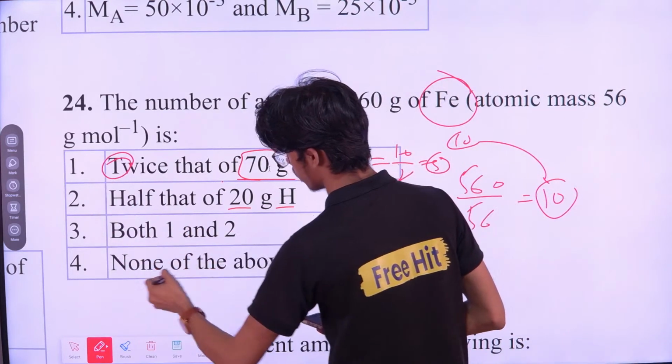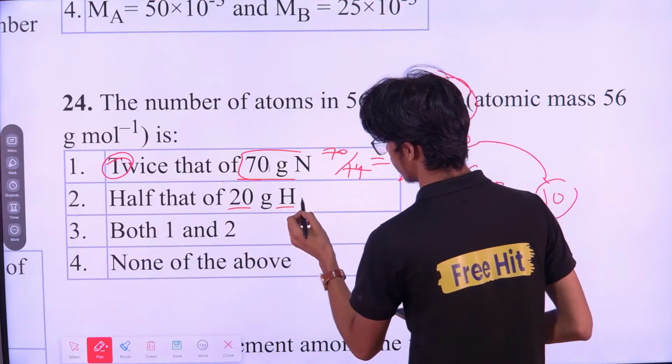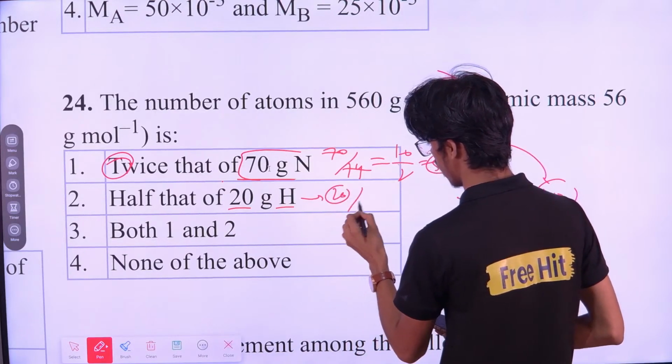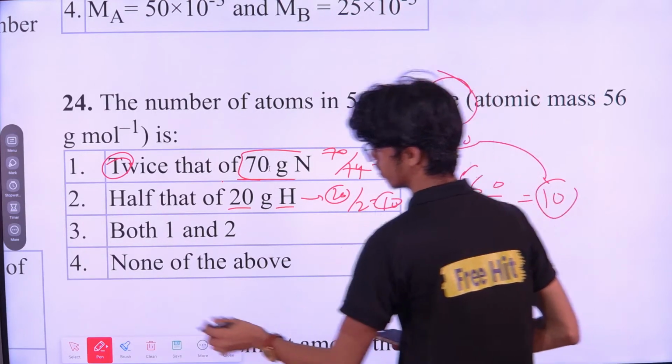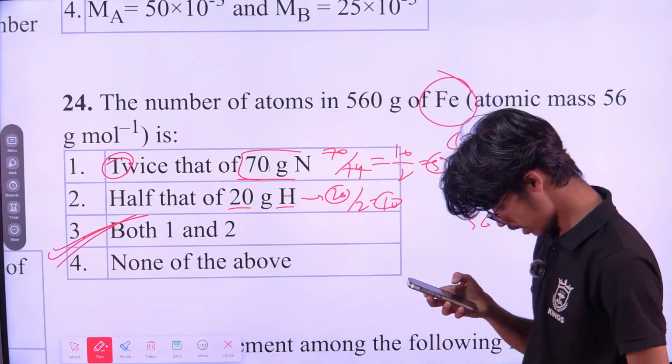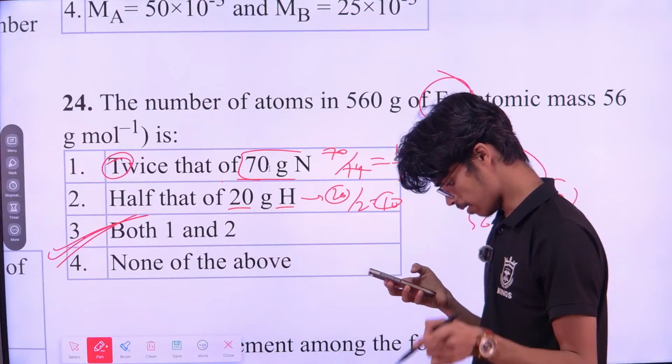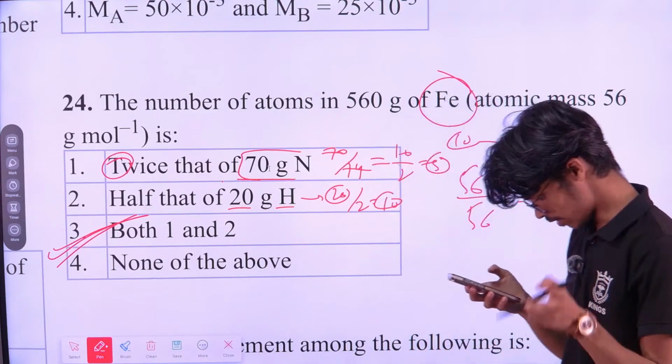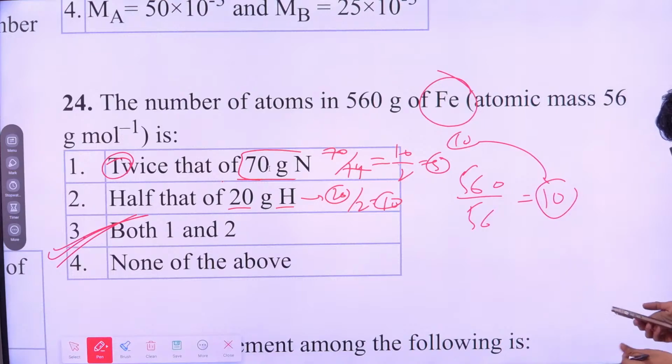Option number 1 can be the right answer. Half that of 20 grams. So 20 gram of hydrogen is 20 moles and its half is how much? 10 moles. So both option number 1 and 2 are the right answer. Let's see who is right. 24, option number 3, Priya Jyoti. 24, option number 3, Kanishka. Okay, you guys are right.